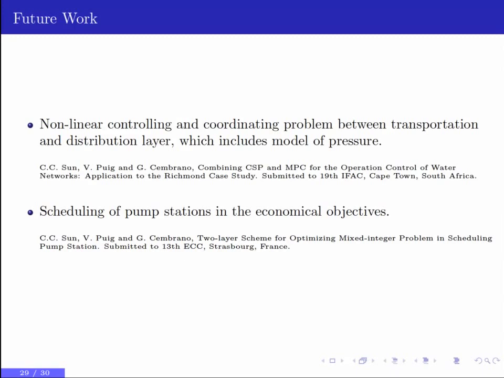In recent months, our research group has started to study the nonlinear relation between flow and pressure models in the distribution layer. And some initial results have been submitted to the 20th conference of IFAC, which will be held in South Africa. Besides that, the pump station scheduling problem is also being researched, and some basic results have been submitted to the 13th conference of ECC.